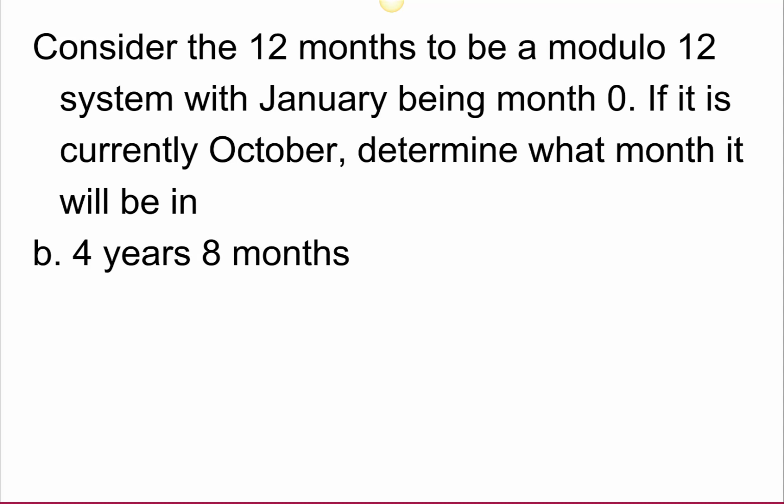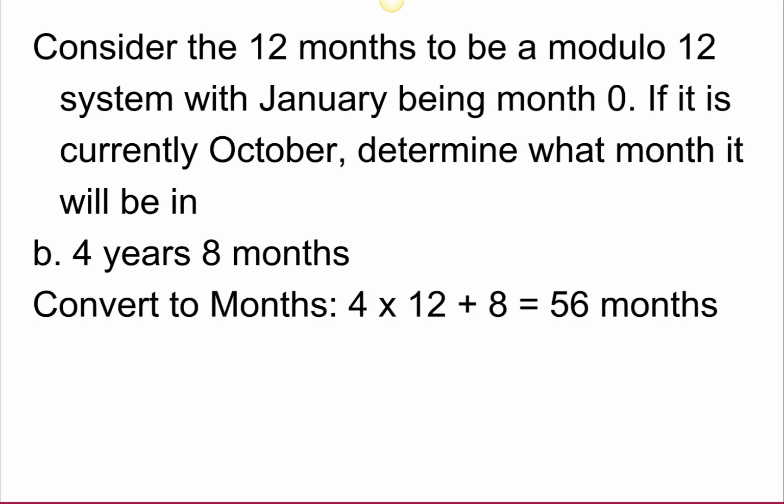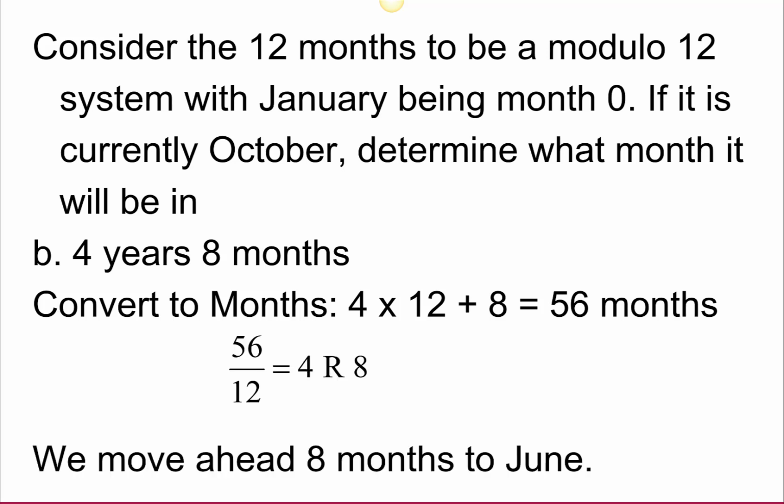What will it be in 4 years and 8 months? So convert everything to months. So 4 times 12 is 48 plus 8, 56 months. Divide by 12, we get 4 remainder 8. We move ahead 8 months, it will be June.